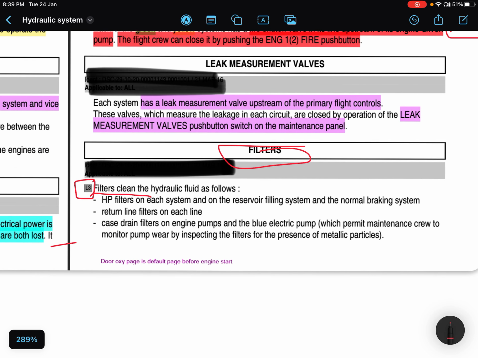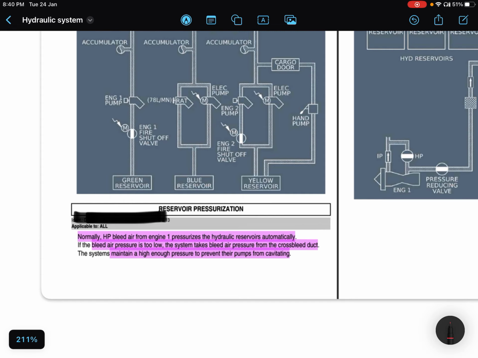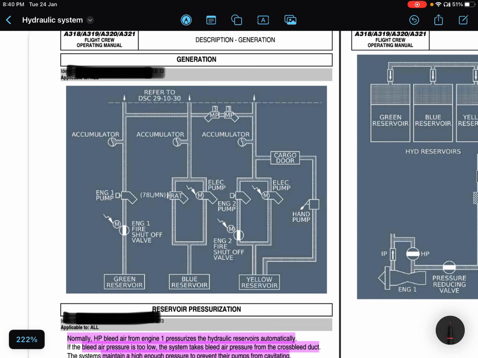Filters clean the hydraulic fluid as follows: an HP filter on each system, one on the reservoir filling system and the normal braking system, return line filters on each line, and so on. Right, these are filters. This is a schematic diagram, similar to the colored one I have shown you. These are reservoirs, and then the same accumulators and pumps here.